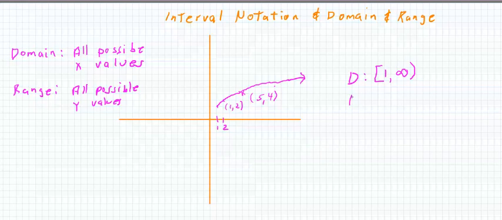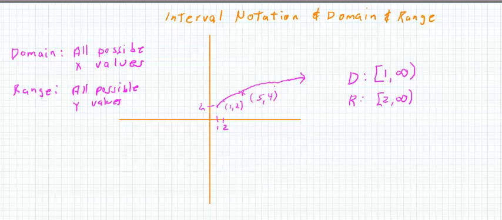The range, which is all possible y values, starts at 2, and then they get bigger and bigger and bigger, forever and ever. The range goes from 2 to infinity.